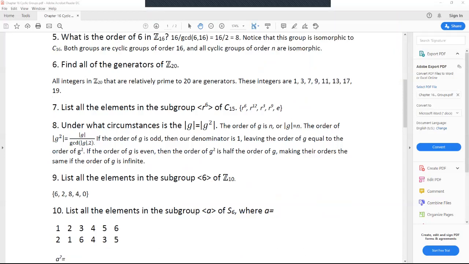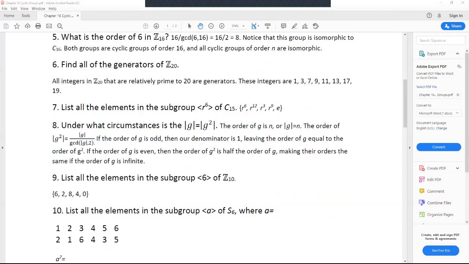Problem number 6. Find all of the generators of Z20. All integers in Z20 that are relatively prime to 20 are generators. And we have the list 1, 3, 7, 9, 11, 13, 17, and 19.